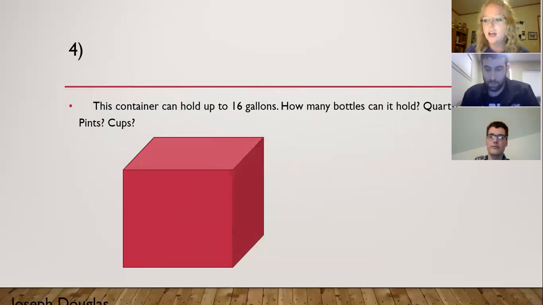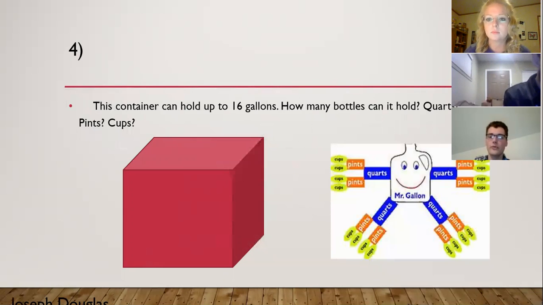All right. So Joseph, this container can hold up to 16 gallons, but how many bottles can it hold? And can it hold in quarts, pints, or cups? Okay, so this is a friend of mine named Mr. Gallon, and he shows us how many of each measurement goes into one of these.